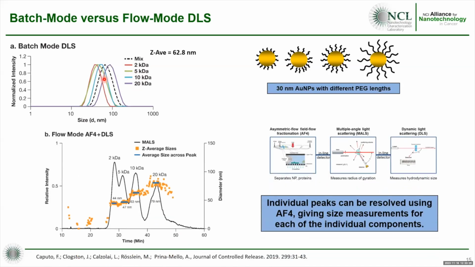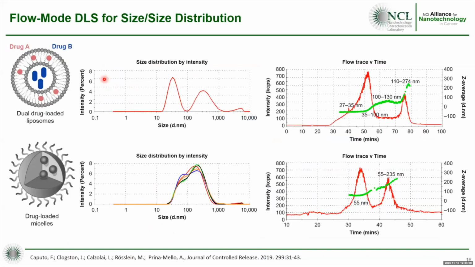However, if we hook this up with AF4, we can separate based off the size. And then with inline MALS and DLS, we can now start to see the different size populations within this mixture of samples. So I'll just give you some more examples, to show that not only does it work for colloidal gold, but it works for other types of platforms. For example, a drug-loaded liposome.